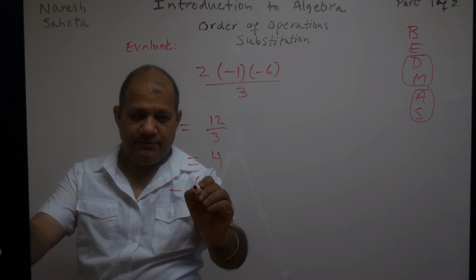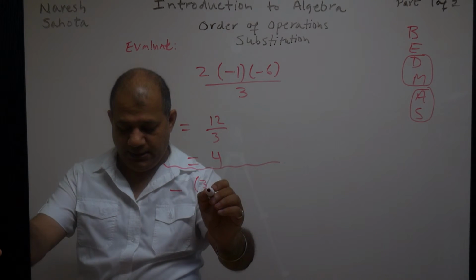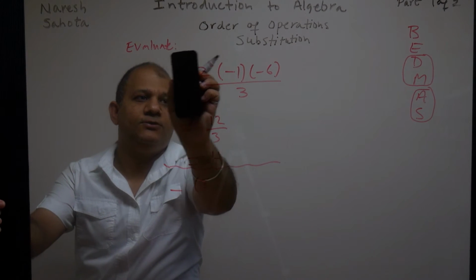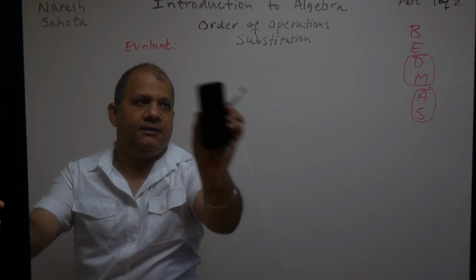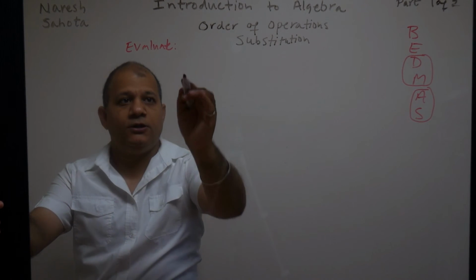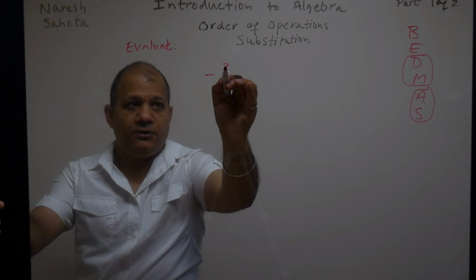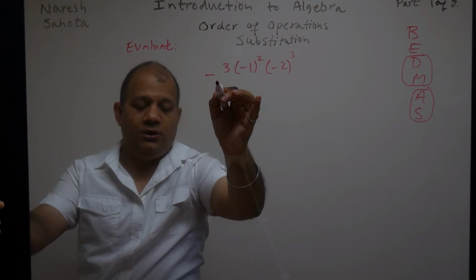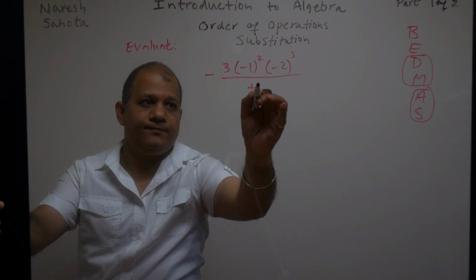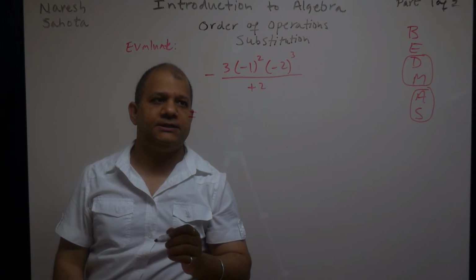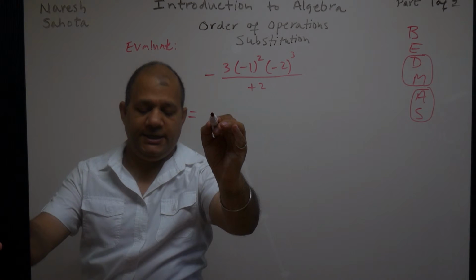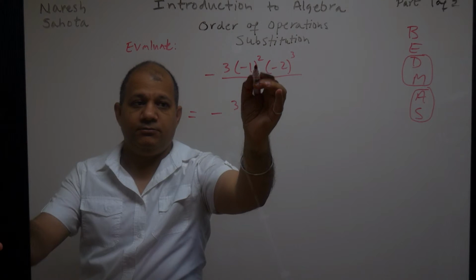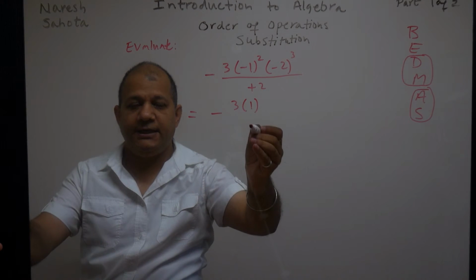Okay, we're done with that. Actually, I'm going to start from the top, so I'm going to erase this. So we have negative 3 times negative 1 squared, negative 2 cubed, all over positive 2. Okay, so first let's deal with brackets and the exponents. So keep the negative, and then we have 3. So negative 1 squared is positive 1, right? So negative times negative is positive.